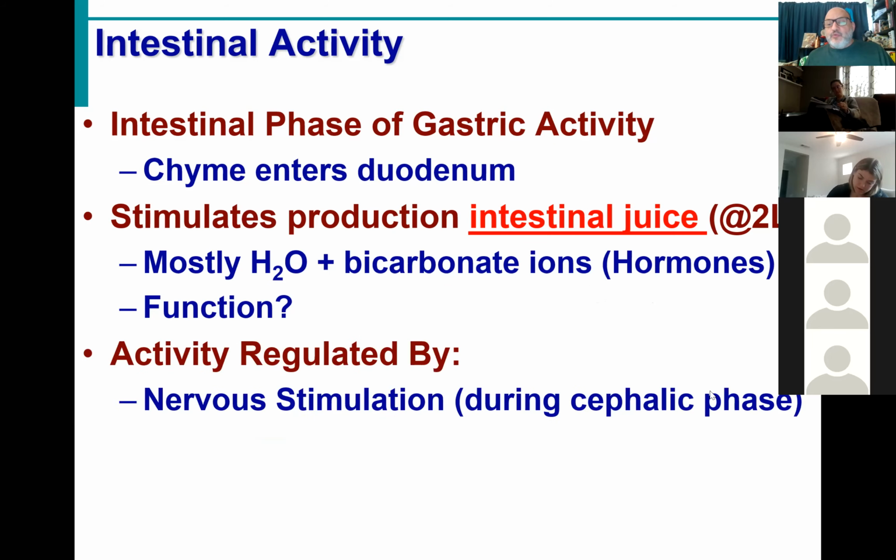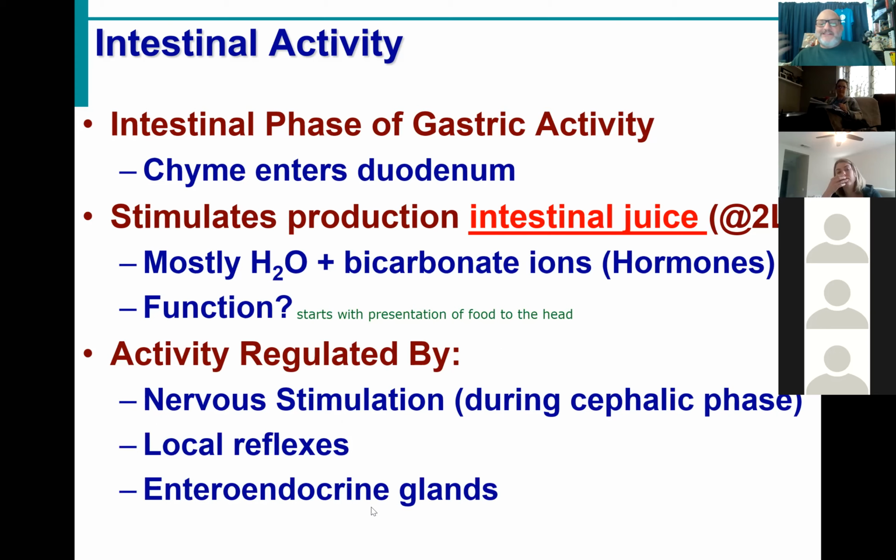Now, regulation of intestinal activity does start as early as the presentation of thinking, hearing, smelling, seeing food. Again, we talked about how it affects the stomach, but it is also going to affect other organ systems as well. In particular, primarily the influence it's going to have on our small intestine is to get the small intestine ready for new food, right?